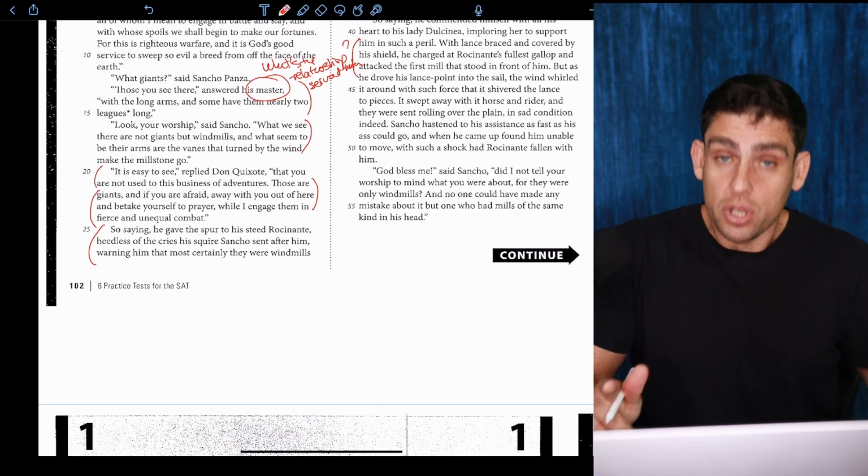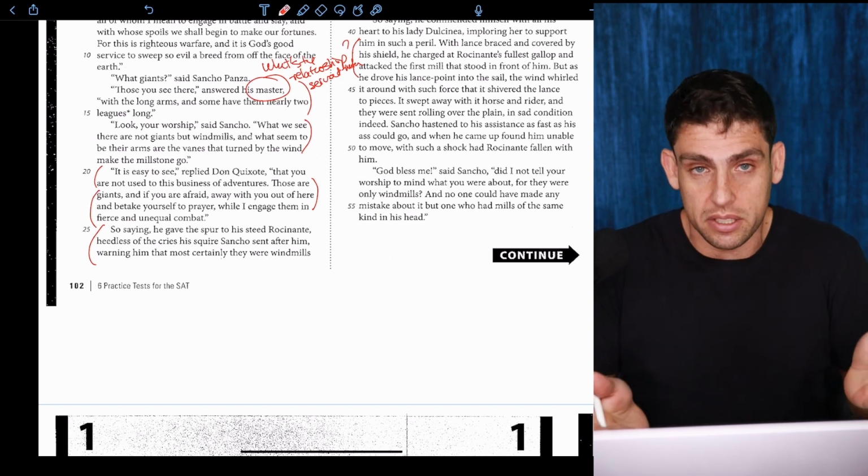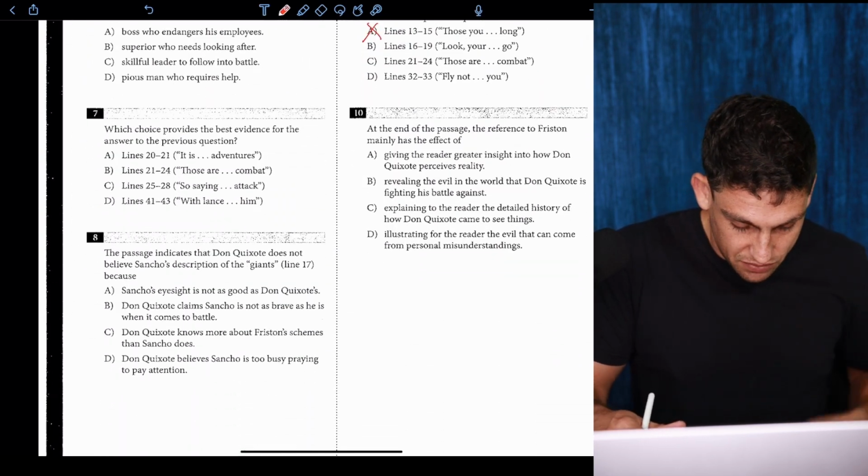Oh, that kind of works, right? He's basically explaining, okay, those are not giants, those are just windmills. Okay, it is what it is. Let's see if I have the answer for number 8.